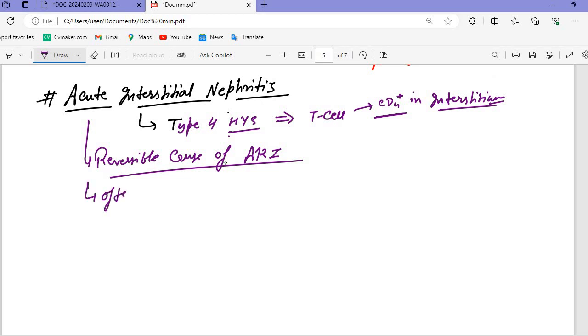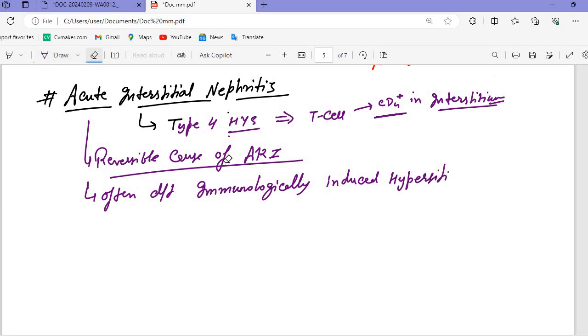This is often due to immunologically induced hypersensitivity, mediated by T cells, to drugs. Any drug, such as NSAIDs or indomethacin, can cause acute interstitial nephritis.